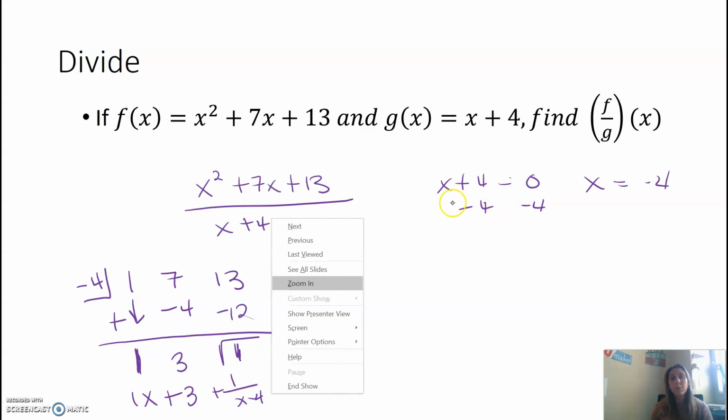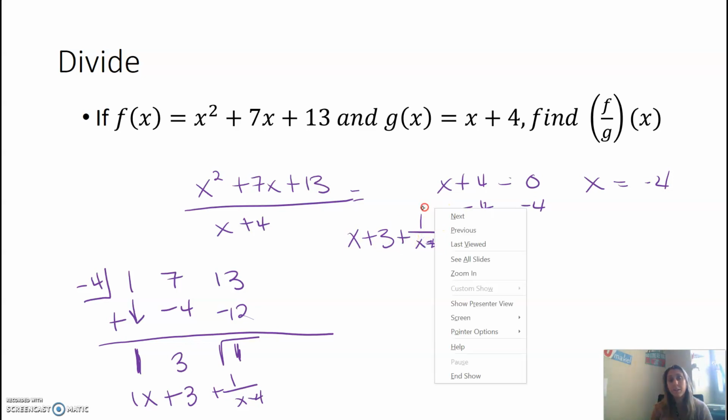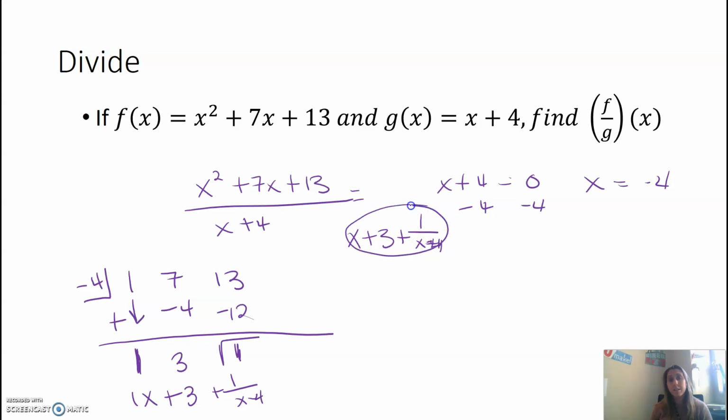So my final answer to this problem is x plus 3 plus 1 over x minus 4. This is my answer. If you have any questions, please let me know.